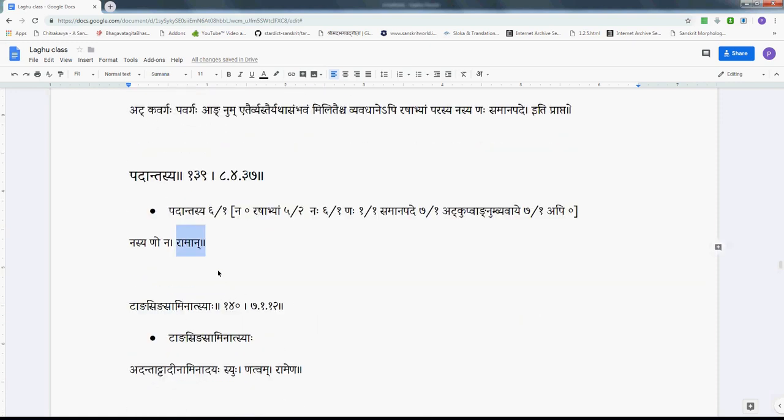Thereby Raman is derived. Now what do you have? You have su, au, jas, amau, shas. So amau shas, ta bhyam bhis. So ta is added. So he introduces the next sutra for derivation.